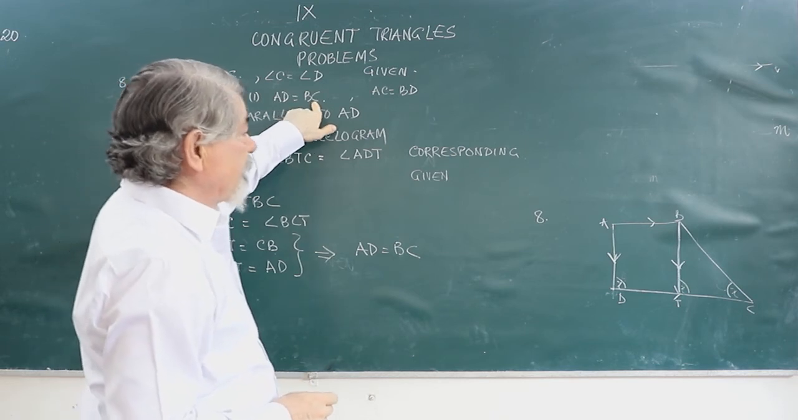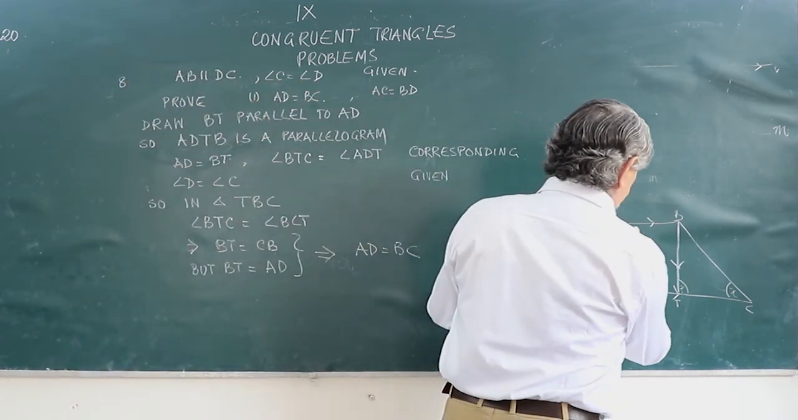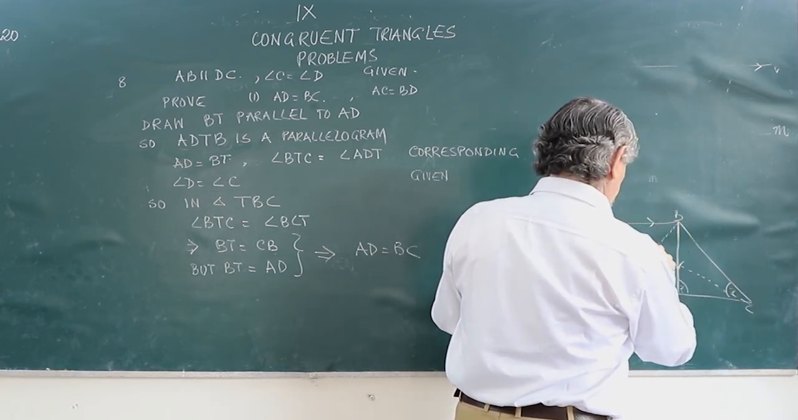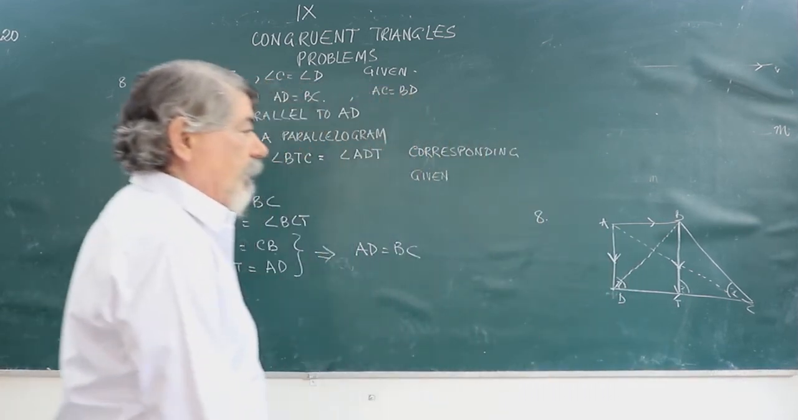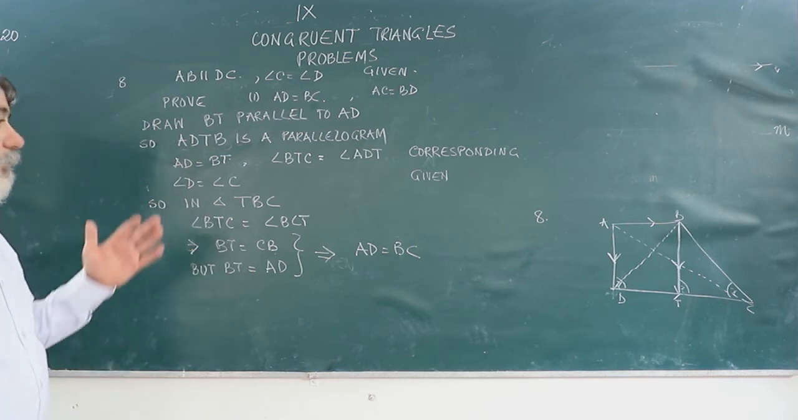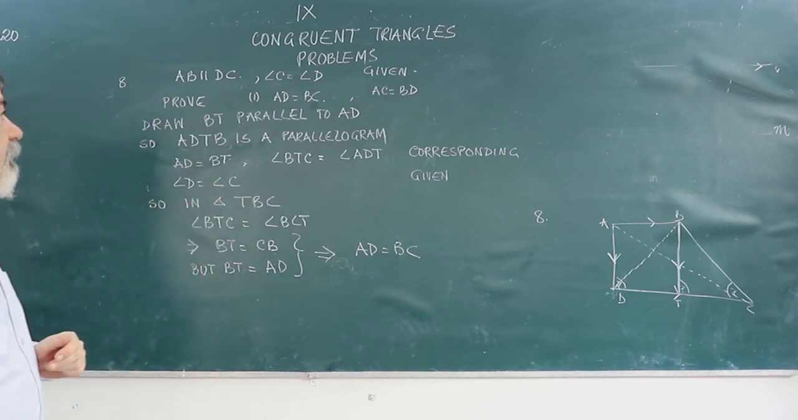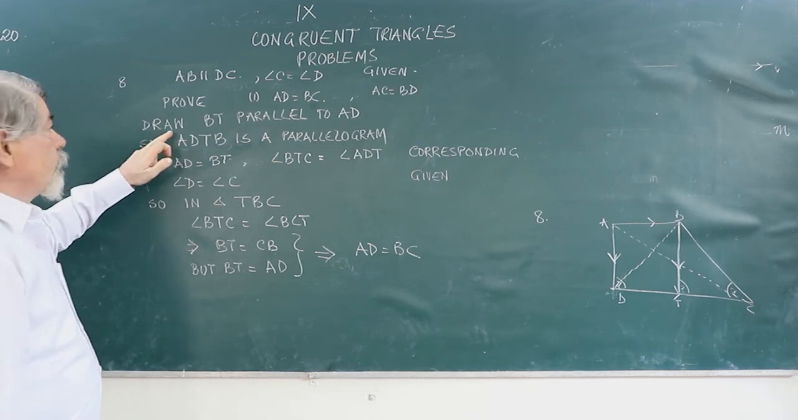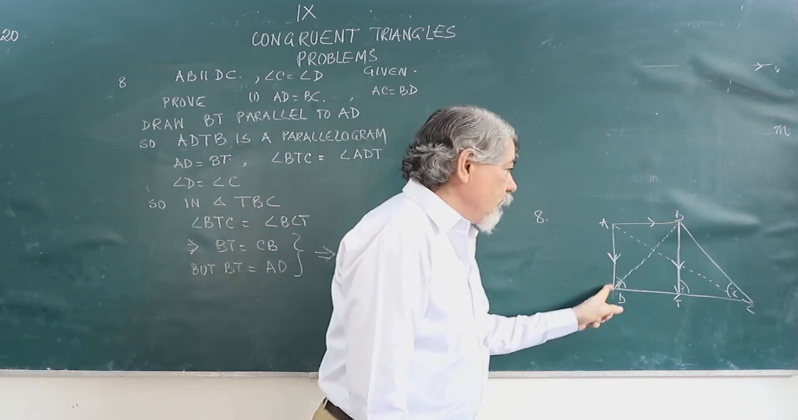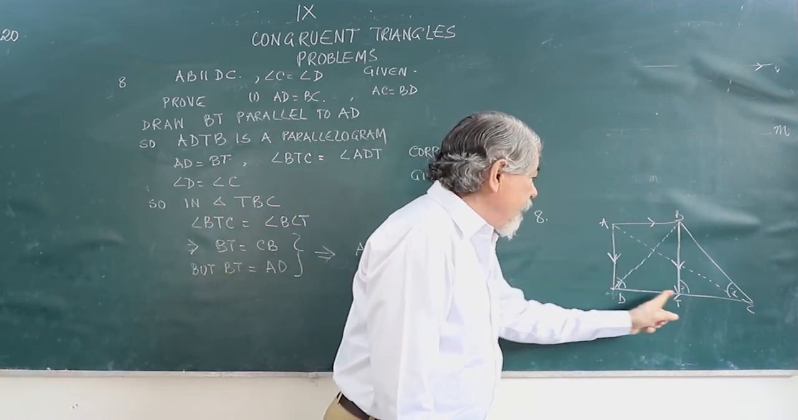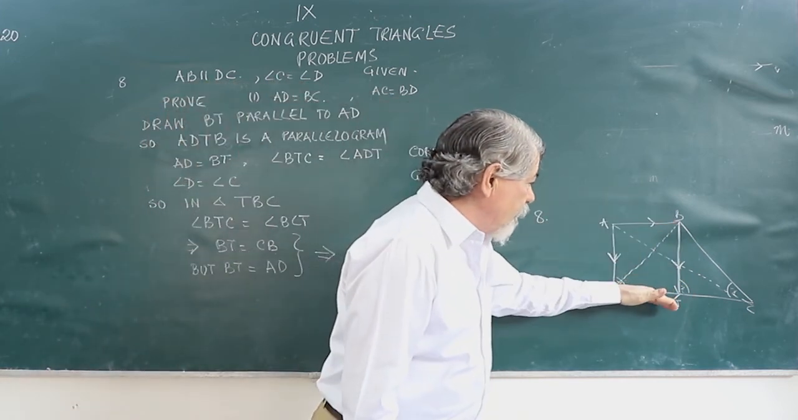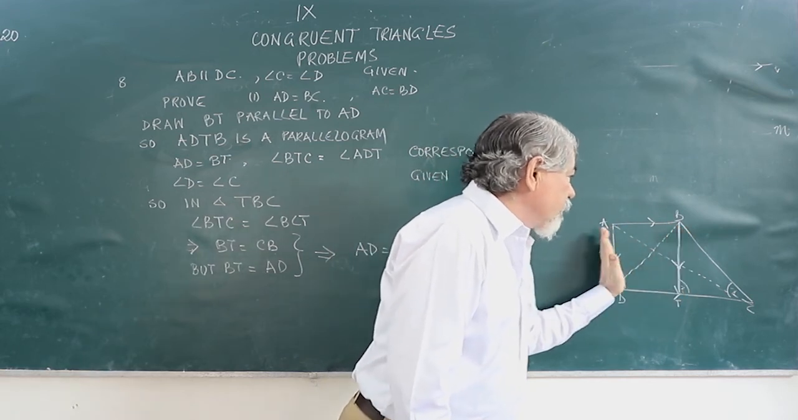Now I have to prove AC and BD are equal. So I have joined A to C and I have joined B to D. First of all, please understand this, because I have to rub it off to get the question done. What did we do? We drew BT parallel to AD, to make ADTB a parallelogram.